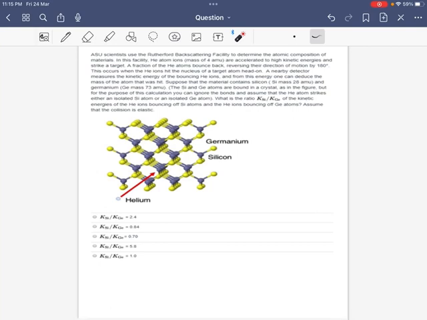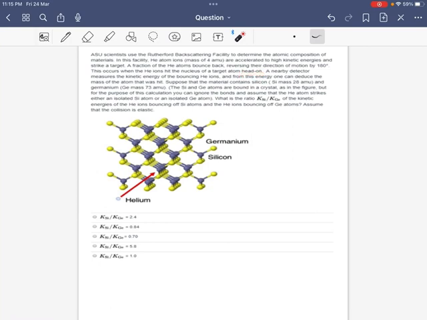So the question says that ASU scientists used the Rutherford Backscattering Facility to determine the atomic composition of materials. In this facility, helium atom ions are accelerated to high kinetic energy and strike a target. A fraction of the helium atoms bounce back, reversing their direction of motion by 180 degrees. That means after collision, the angle between the projectile ion and the target atom is 180 degrees. This occurs when the helium ion hits the nucleus of a target atom head on.